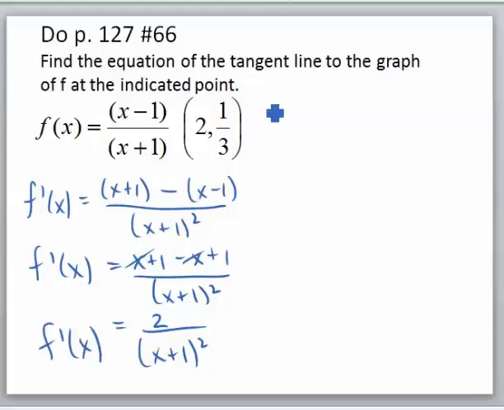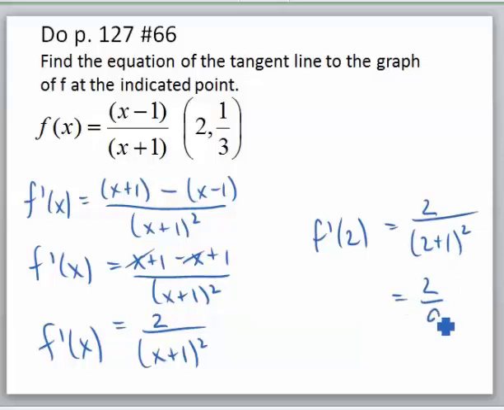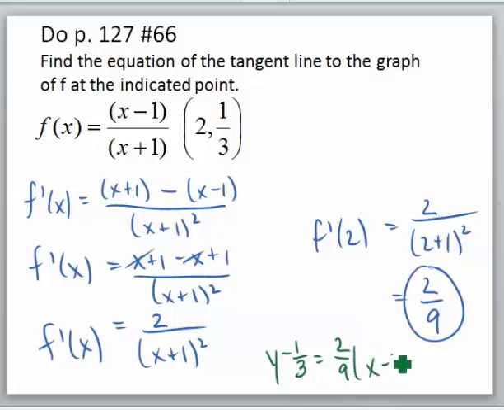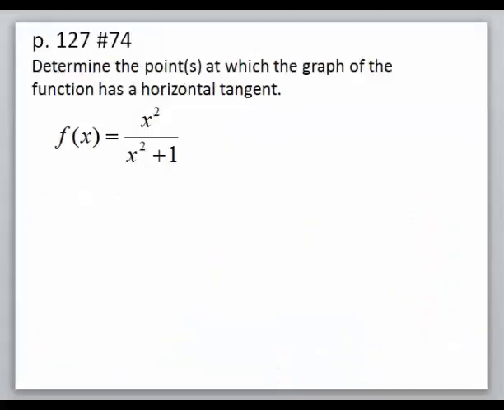So to compute this for 2, the derivative at 2 would be 2 over 2 plus 1 squared. So that would be 2 over 3 squared, which is 9. So 2/9 is the answer. It does ask you to find the equation of the tangent line. So we can write that using point slope form. y minus the y coordinate equals my slope times x minus my x coordinate.